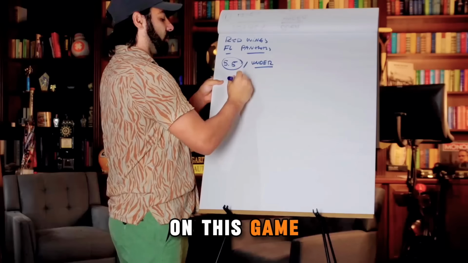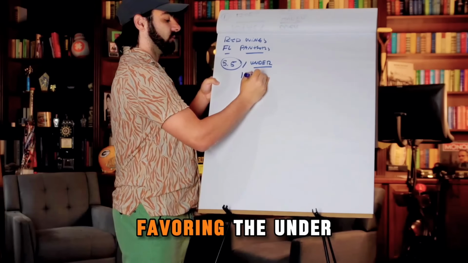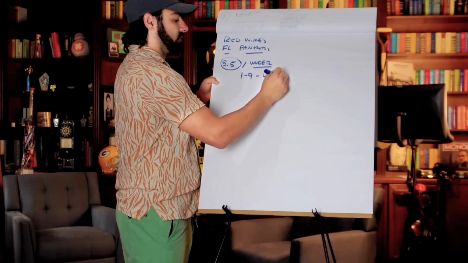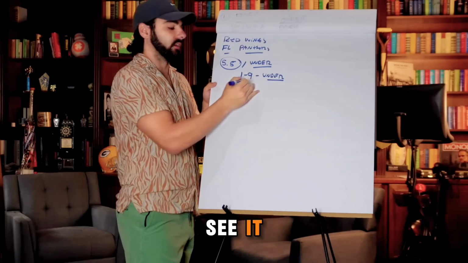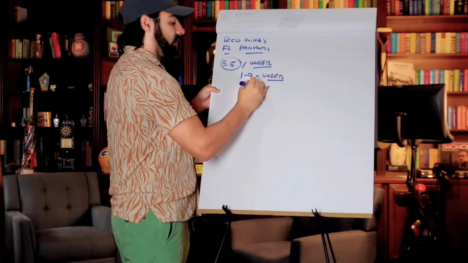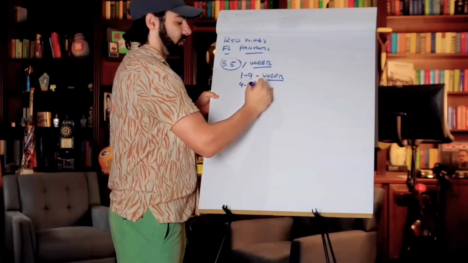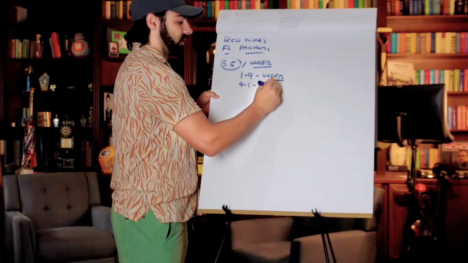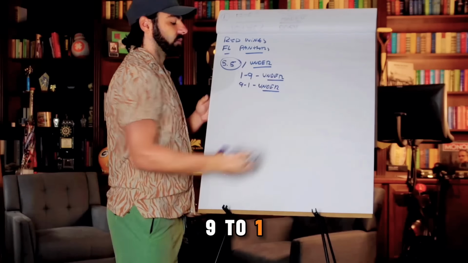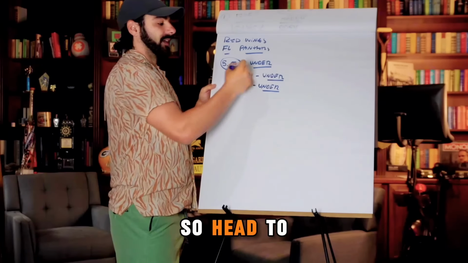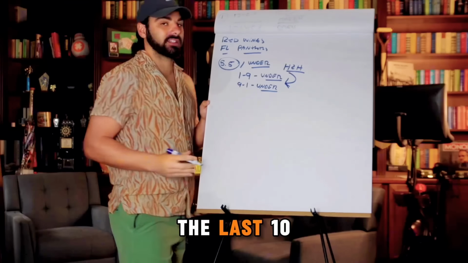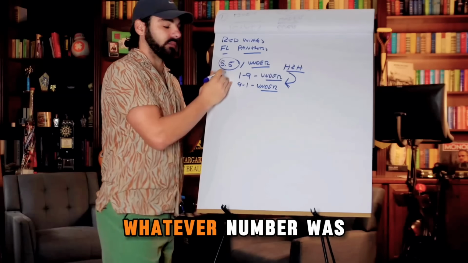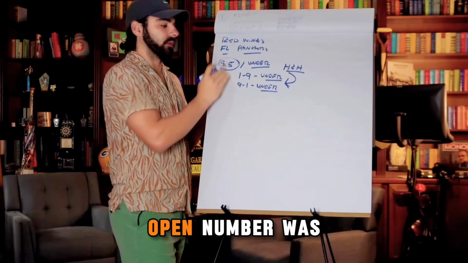The trends on this game were 1-9 favoring the under. That's how it's going to look when you see it. 1-9 means 9-1. I don't know why the website puts it like that, but that's exactly what it ends up looking like, and it means 9-1. So the head-to-head trend on this game is for the under: 9 out of the last 10 times it went under whatever the open number was.